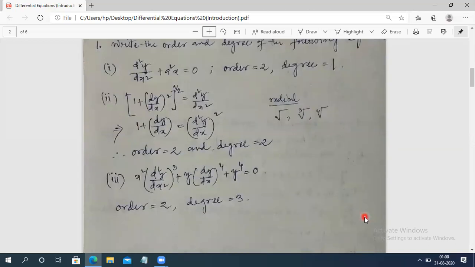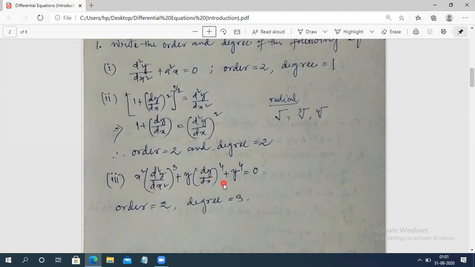Now, in the next question, x square (d2y/dx square) whole cube plus y (dy/dx) whole to the power 4 plus y to the power 4 is equal to 0. Now its order is 2 because the highest order derivative involved in this equation is d2y/dx square.